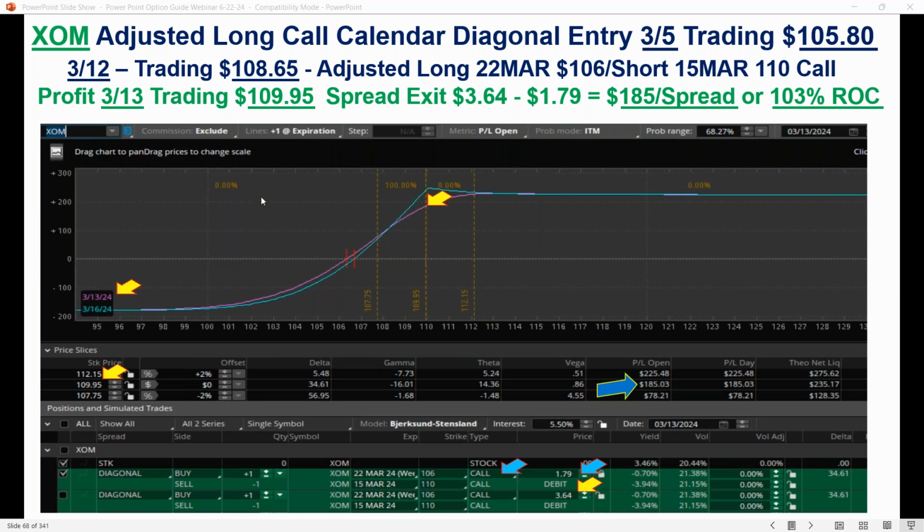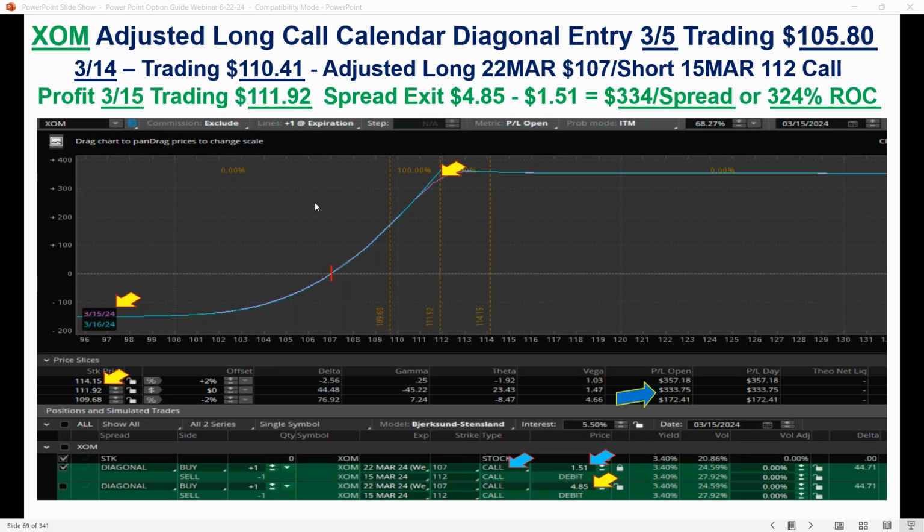And then the next target, we worked it up. We were now up to the 14th. We adjusted it to the 22 March 107. We worked the whole spread up, locking in profit. So now we're long the 22 March, same long series, right? The 22 March series. And then we're short the 15 March 112. So we went from the 106 to 107, locking in profit, widened the spread now out to 112.